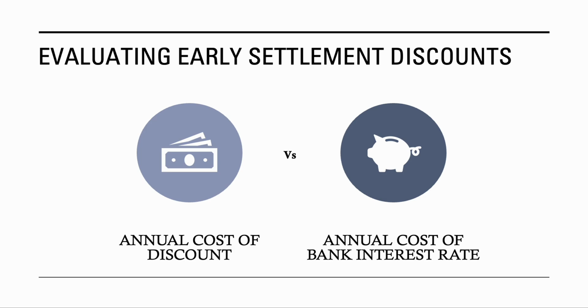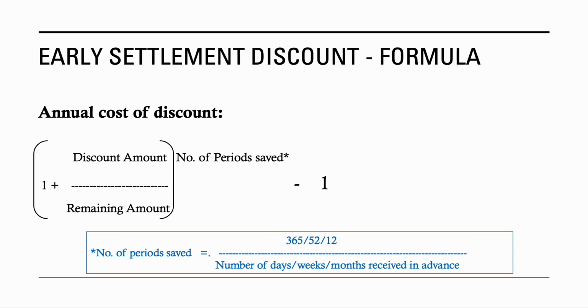When we evaluate an early settlement discount, there are 2 key components that we need to take into consideration. On one hand, it's the annual cost of the discount. If I'm offering a discount to the customer, it comes at a cost, and we compare that cost with the annual cost of the bank interest rate if the credit period was staying as is. So let's take a quick look at the formula and the example. It's quite simple.